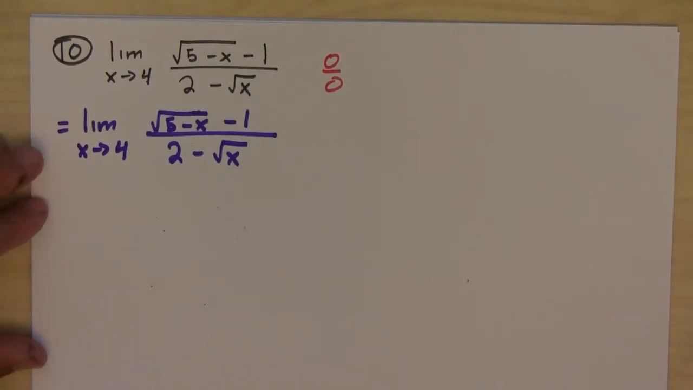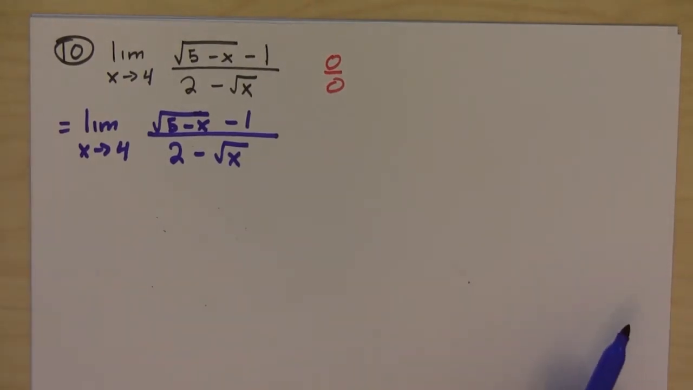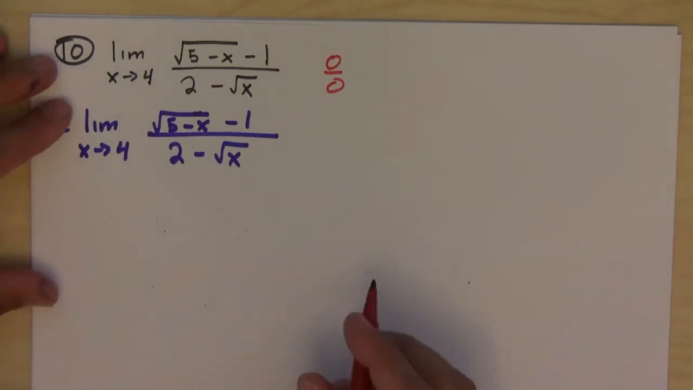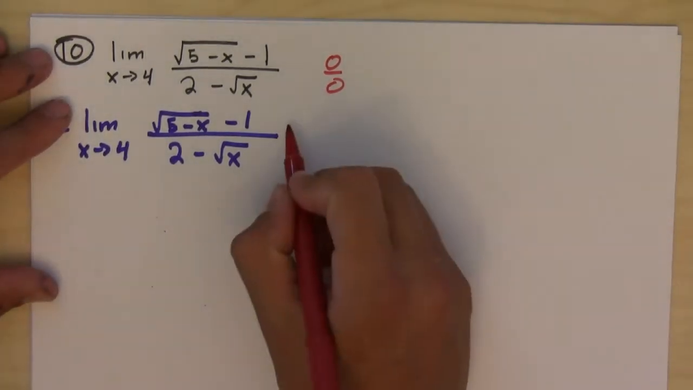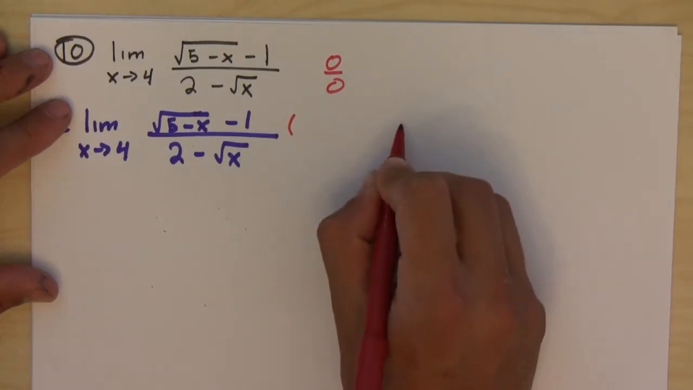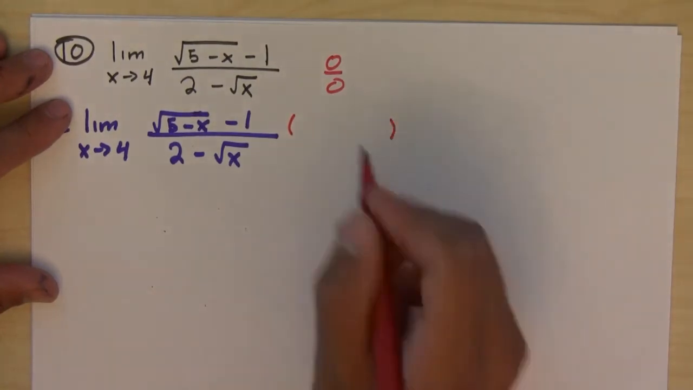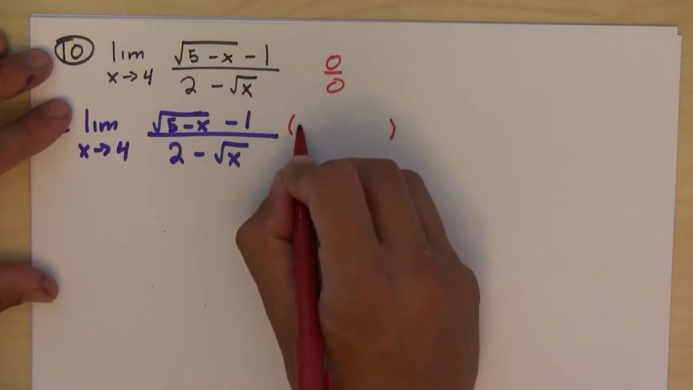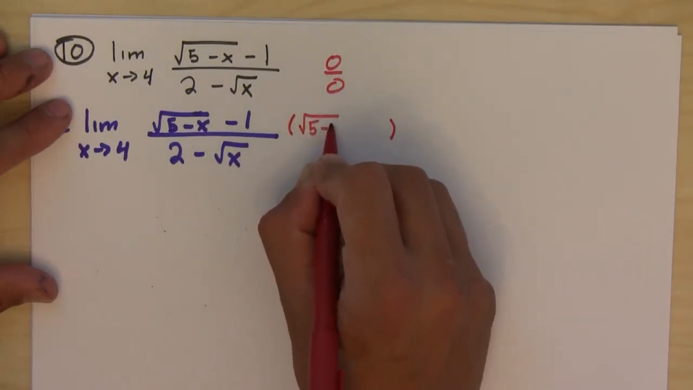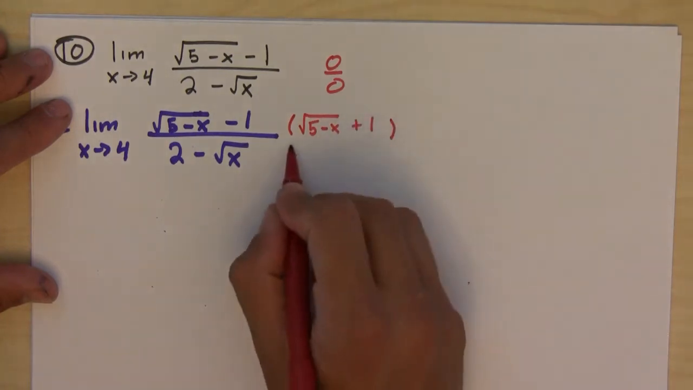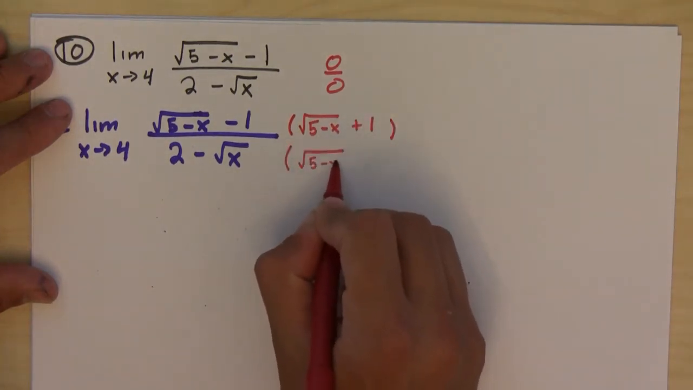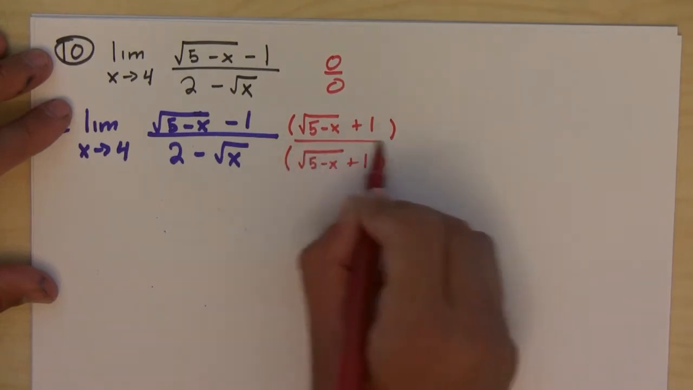And usually what I do is multiply by the conjugate, but it's not obvious the conjugate of which one. So all we can really do is try one and see what happens. So why don't we multiply by the conjugate of the numerator for kicks. So I would multiply by square root of 5 minus x plus 1 and square root of 5 minus x plus 1 on the bottom.